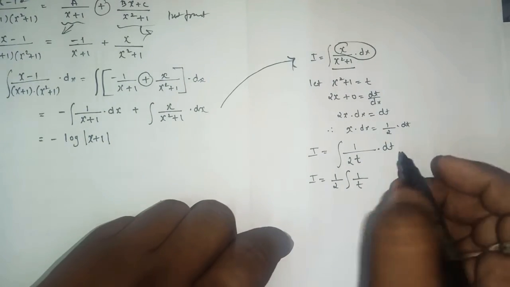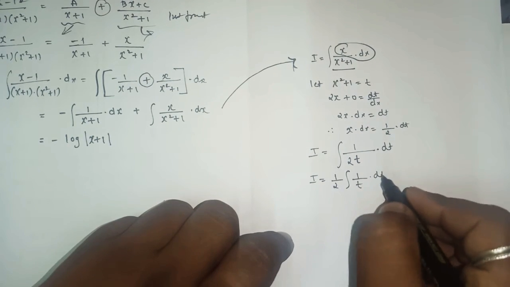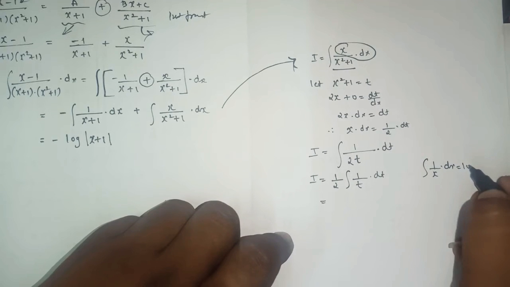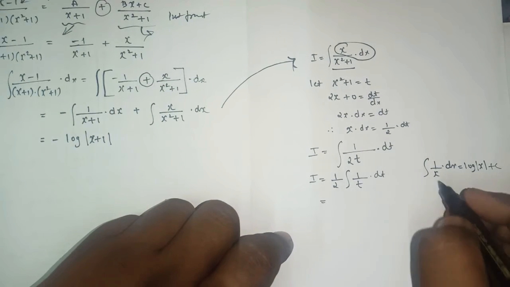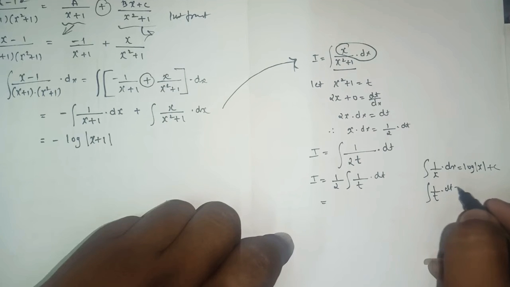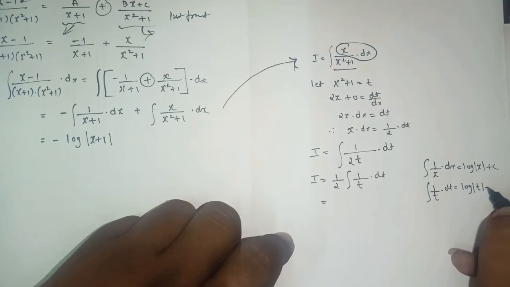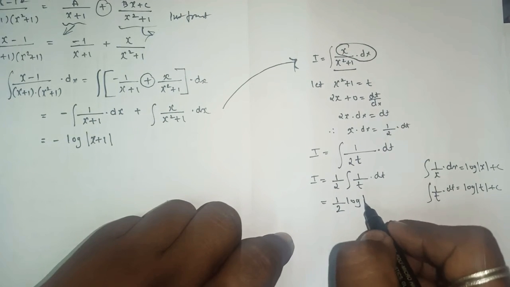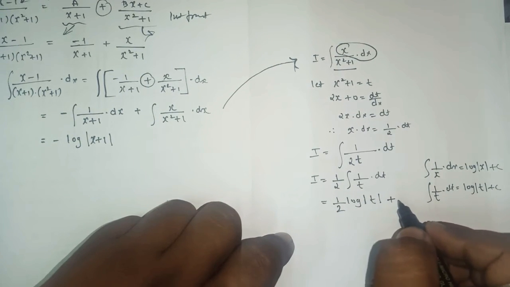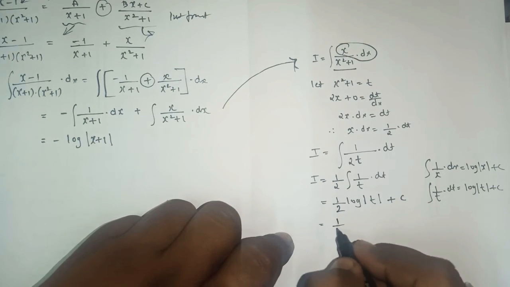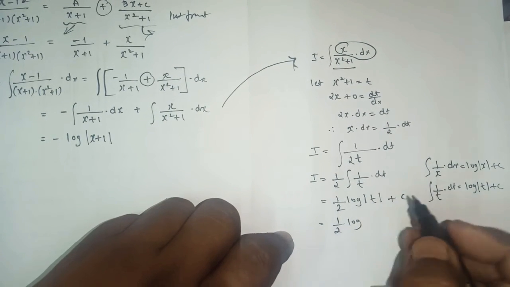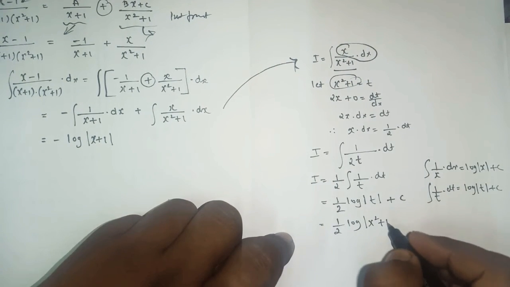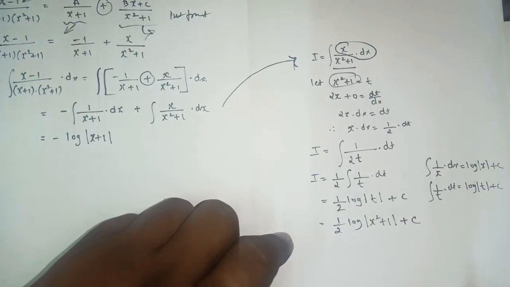That number outside the integral, and inside you will get what, 1 upon t into dt, as the integral of 1 upon x is log mod of x plus c. So of course 1 upon t into dt will be log mod t plus c. So this we can write as 1 upon 2 log mod t plus c. And now we have to resubstitute the value. In place of t, resubstitute, so here you will get x square plus 1 plus c.